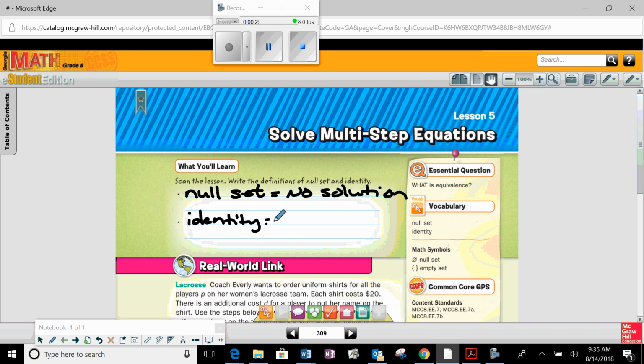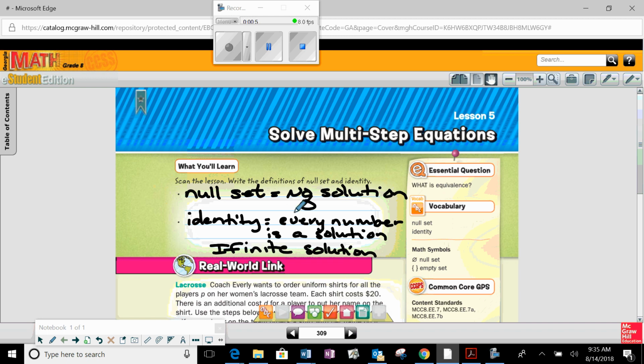and that means that every number is a solution. Or sometimes we call that infinite solutions. So those are the two terms that you might see. The symbol for null set is a circle with a line through it, meaning there's no solution.